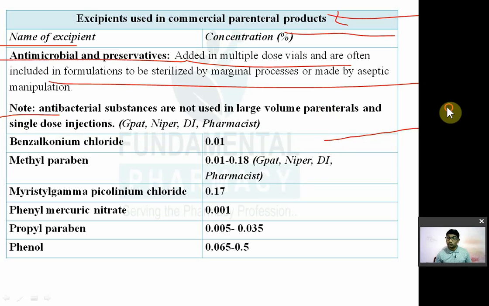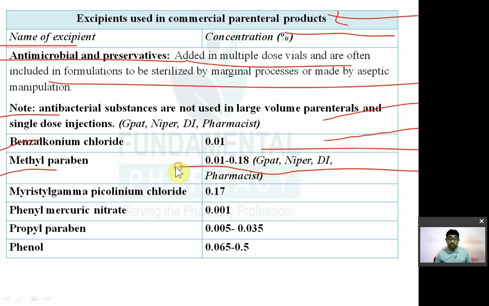Now what are the examples? First one is benzalkonium chloride. Concentration is 0.01% weight by volume. Remember the concentration too, questions come on it. Then methyl paraben and propyl paraben are used in the concentration of 0.001 to 0.018. Then myristyl gamma picolinium chloride, used at 0.17 percent.